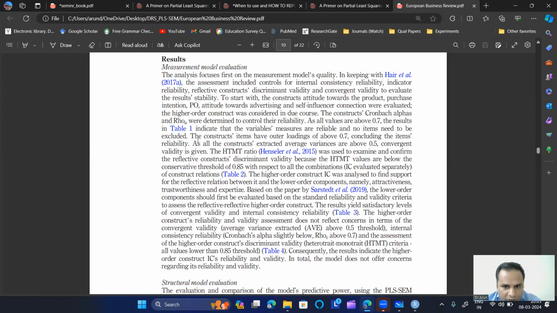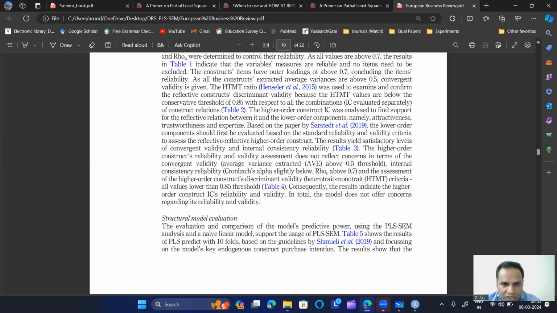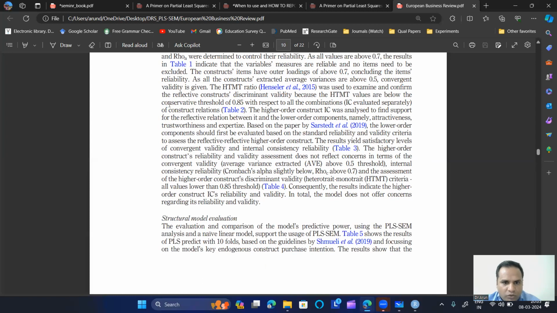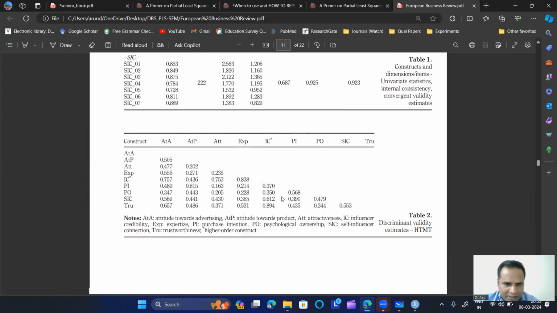Let me start from here. Let's see how they have reported it. The construct items have outer loadings of above 0.7, concluding the items' reliability. All the constructs' average variances extracted are above 0.5. Yes, convergent validity is given. The HTMT ratio was used to examine and confirm the reflective construct discriminant validity because the HTMT values are below the conservative threshold of 0.85 with respect to all the combinations of construct relations. The higher order construct IC was, and they have written it nicely. So you can just emulate this paper or paraphrase it and write your own analysis and understanding.